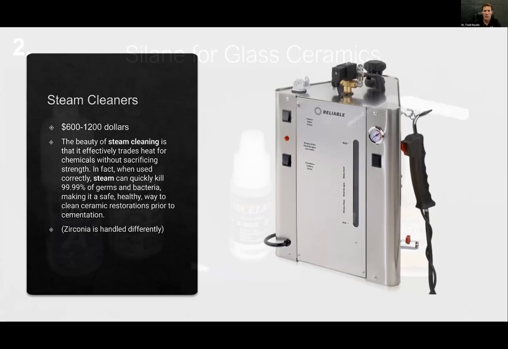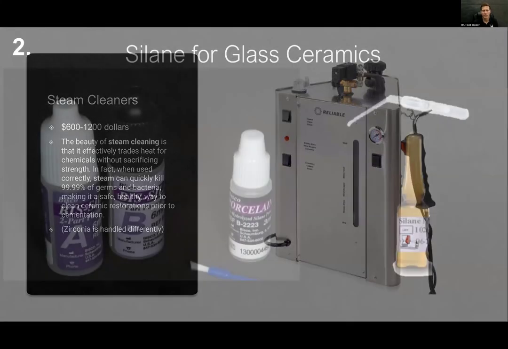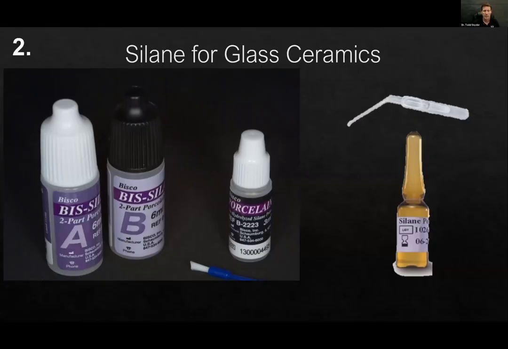From there, as I said, you've got to put a silane on. So silanes. There are a lot of companies out there. Again, we've got Bisco products on the left. We're going to talk about those. On the right-hand side, we have Premier and we have Sultan. They make individual vials. You can see a glass vial and a plastic vial. These are one-time use. The beauty of these is that when you use it, you know it's going to be the right chemistry inside. And when you're done, you throw it away.